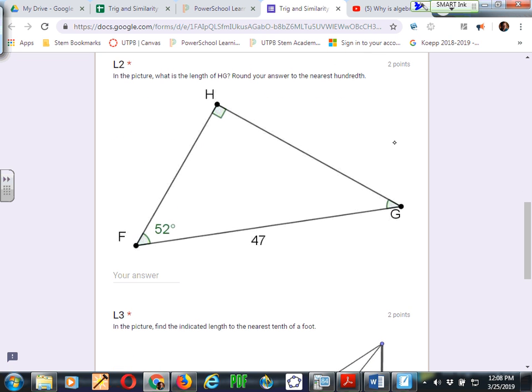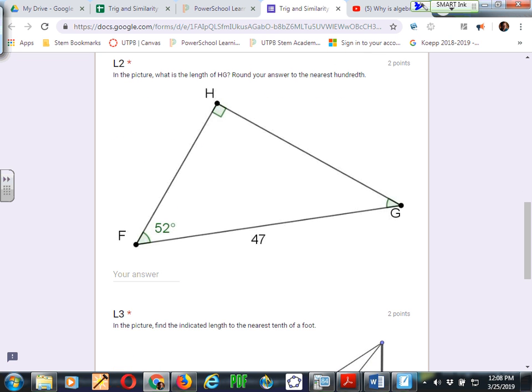How about this one? I think this might actually be easier than the last one. Yeah, it is. What are we asked to find?